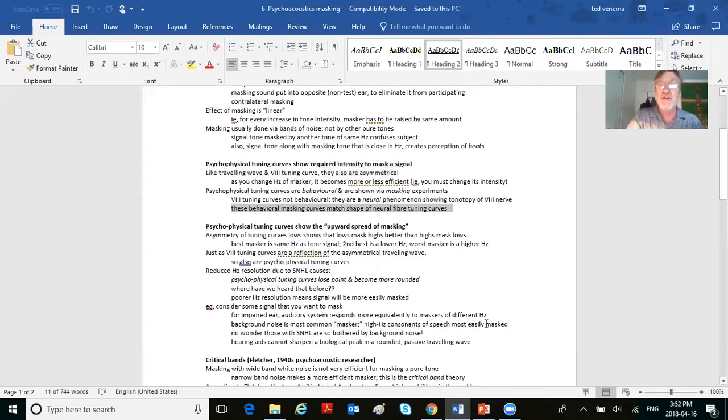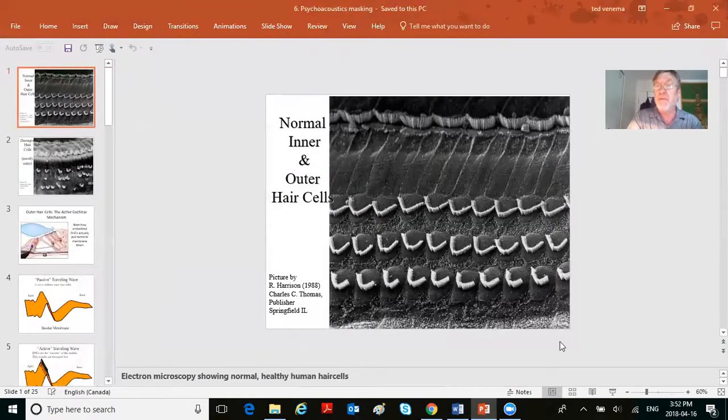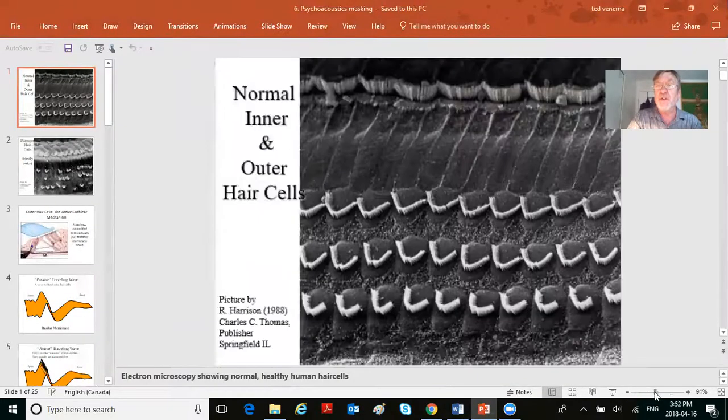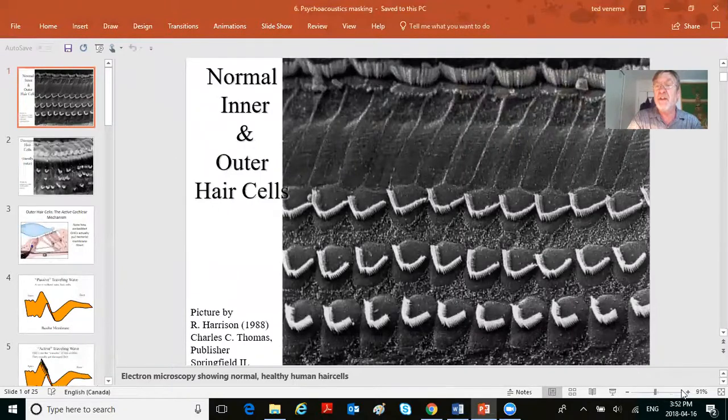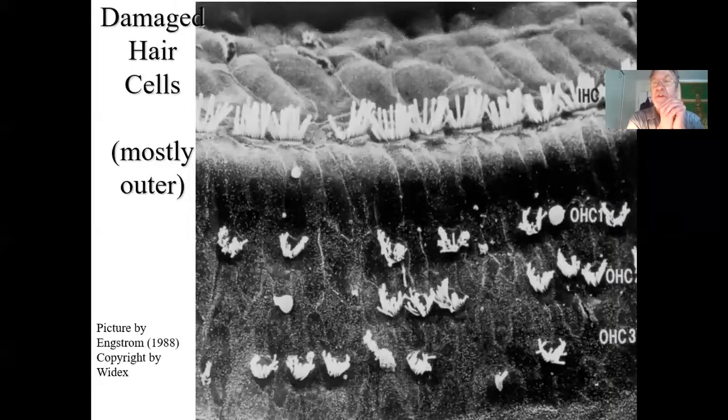So let's stop talking and start looking. Anyway, let's take a picture of hair cells again. Good old outer hair cells. Inners and outers. Make the picture big. Okay, inner hair cells, outer hair cells, normal. Move on to the next picture, damaged hair cells, mostly to the outers.